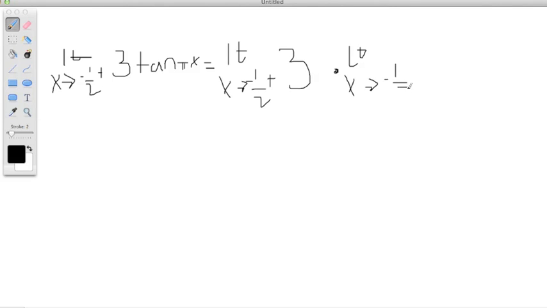So what you would say is the limit as x approaches -1/2 from the right of 3 is 3, times the limit as x approaches -1/2 from the right of tan pi x, which would be negative infinity. So 3 times negative infinity is just negative infinity.